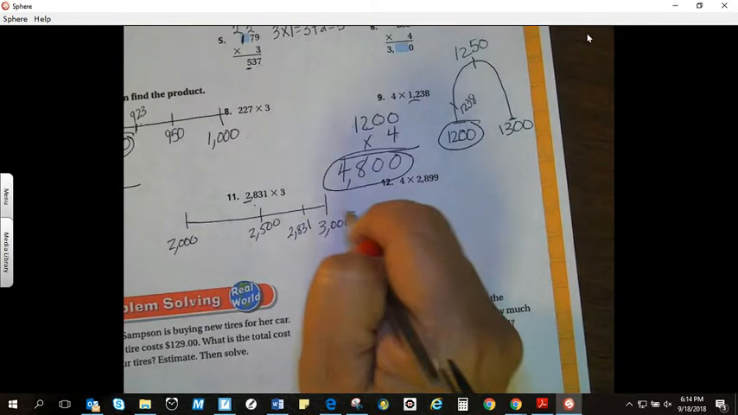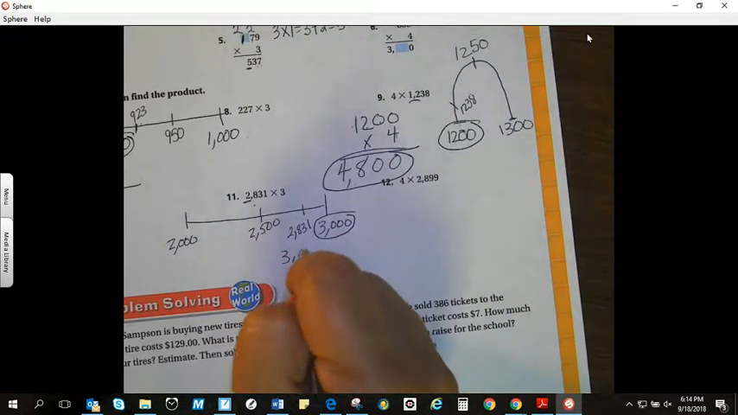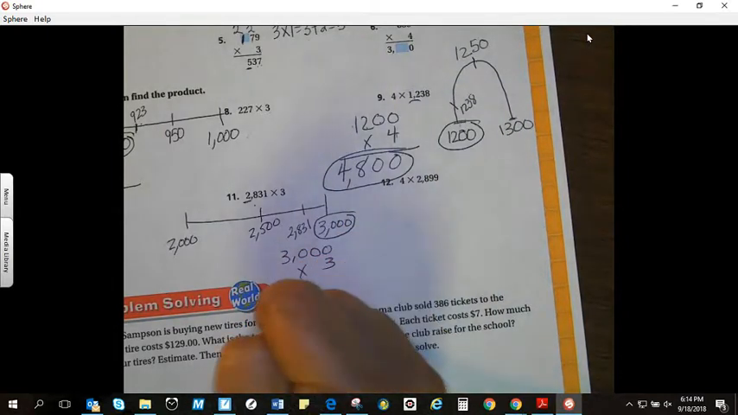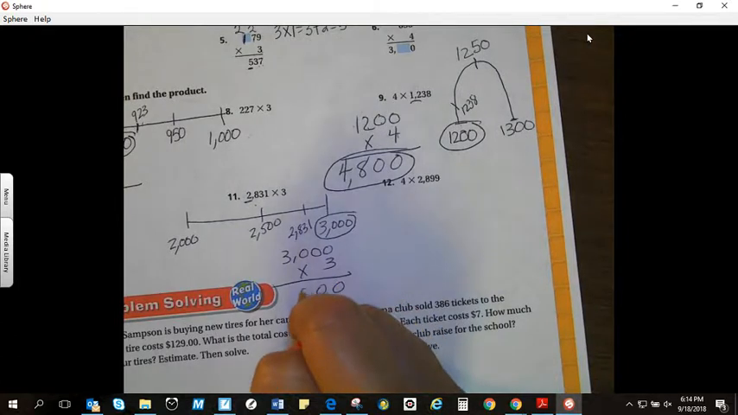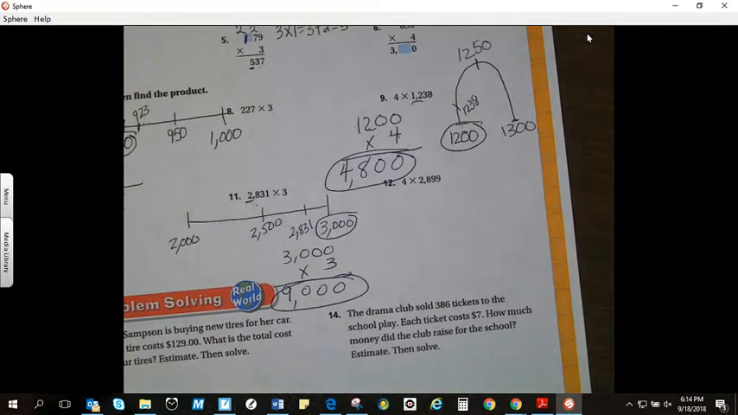So that's going to be closest to 3,000. And so now I know that 3,000 times 3 equals 0, 0, 0, and 9. So that's about 9,000. Okay, so far so good.